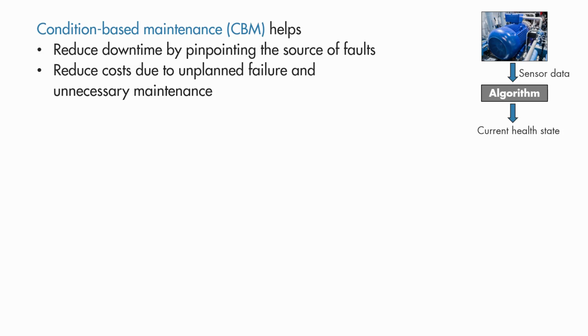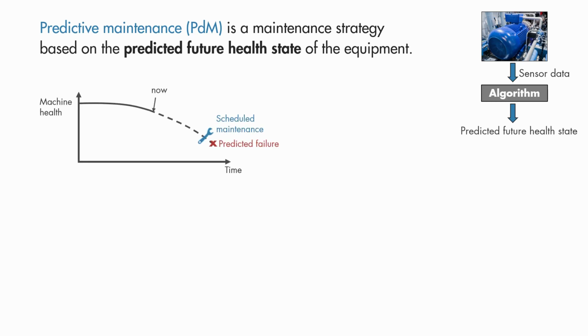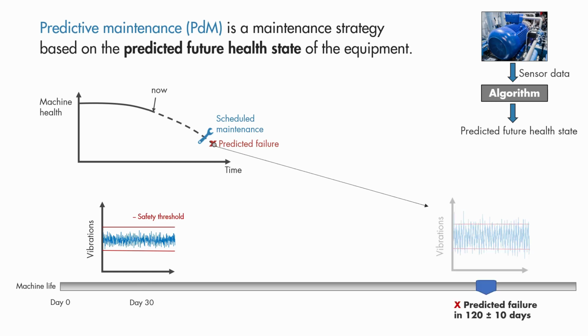The key difference is that in predictive maintenance, the maintenance decision is made based on the predicted future health state of the equipment, as opposed to condition-based maintenance, where we're analyzing the current health state. Predictive maintenance deals with prognostics and lets us estimate when the equipment failure will occur so that we can schedule maintenance far in advance, even before there's any indication of faulty behavior. This advantage of predictive maintenance comes at a cost.